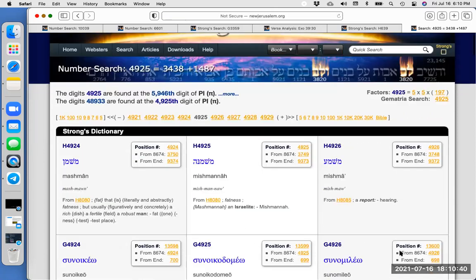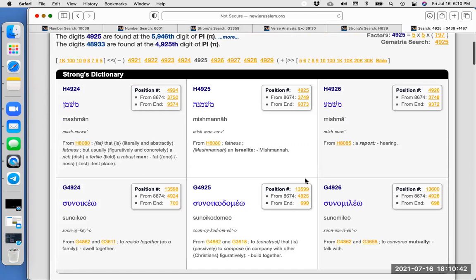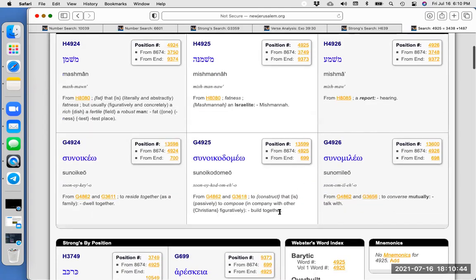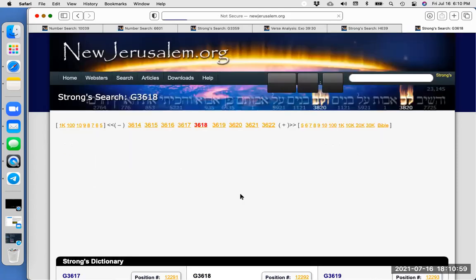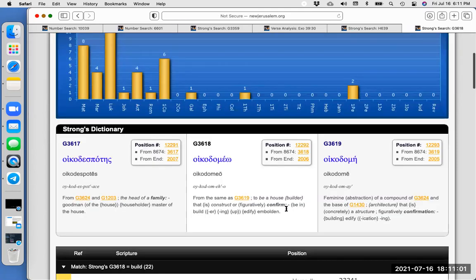If. Okay, fatness. Well, and then building together. That could be definitely. Sun, that's together. Oikodomeo. And then you click this one. It's going to construct is the word. Oh, look at there. Construct a house. Bingo. You just hit a bingo there. That's what you want.